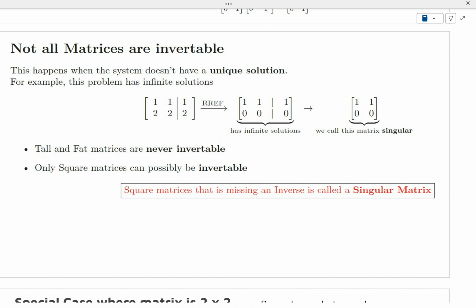Now, a quick fact: tall and fat matrices, you can never invert them. Only square matrices can be invertible, but not always. So a square matrix that is missing an inverse, so you cannot invert it, is called a singular matrix.